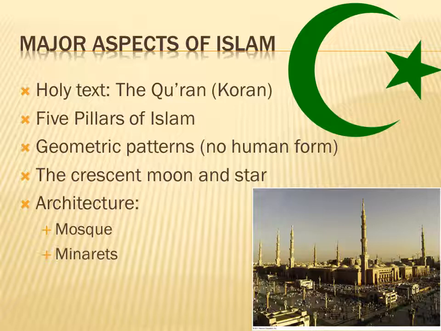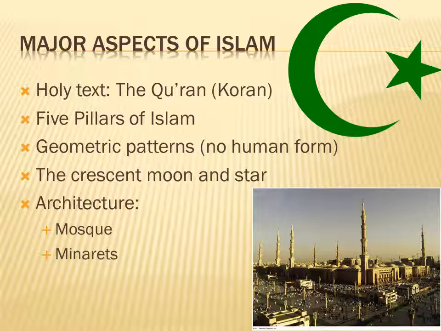Other major elements of Islam as far as architecture is concerned, you're not going to see the human form depicted. So you're going to see a lot more geometric patterns associated with Islam, decorating Islamic architecture and things like that. The crescent moon and star sometimes is associated with Islam.